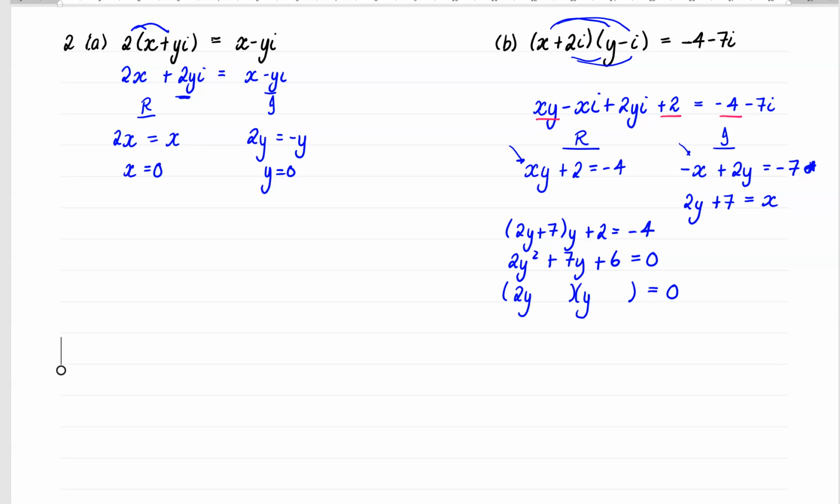So there is no common factor of 2. So the only way we can get a 2y squared is to say 2y times y. Now the factors of 6 are 1 and 6 and 2 and 3. And we want 7 in the middle here. Okay. And I'm thinking straight away, 2 times 2 is 4. And I've got my 3y.